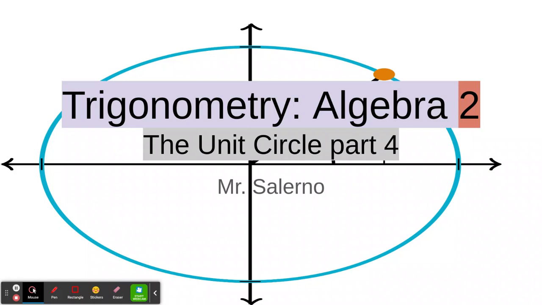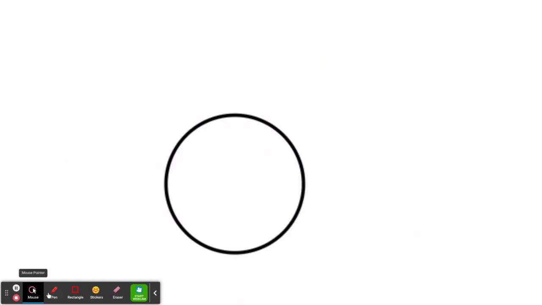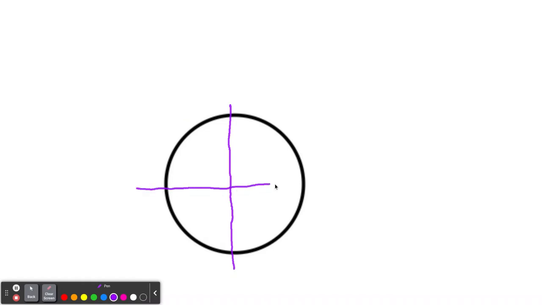So today we're going to look at the special triangles, the 30, 60, 90 triangle, and the 45, 45, 90 triangle, and we'll put them on the unit circle and find the coordinates. So let's get a circle. All right, there's our circle. We'll use purple. On the circle, we'll make an x and y graph. There's the y-axis. There's the x-axis.